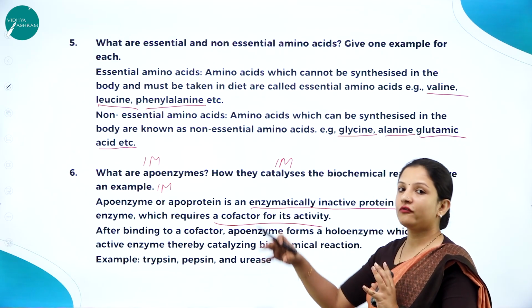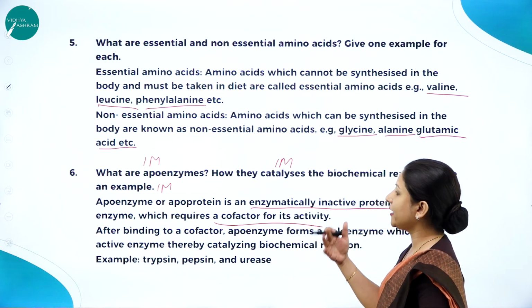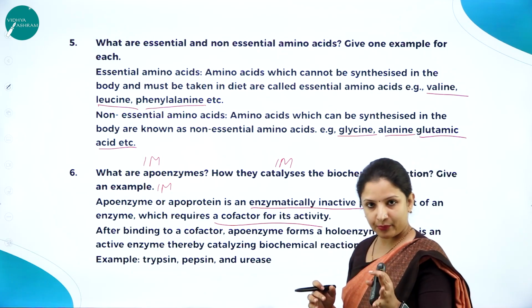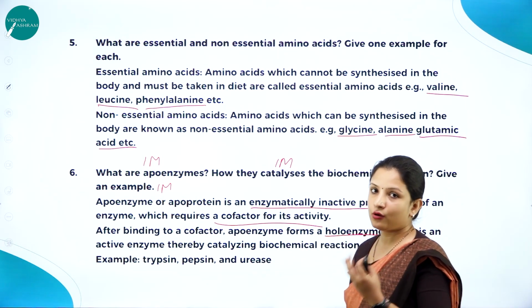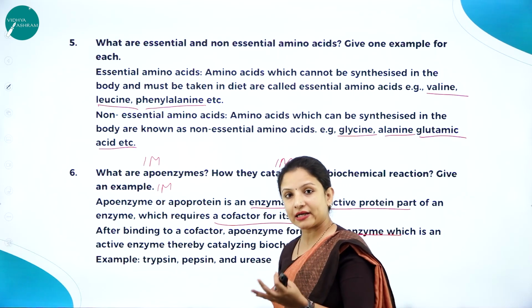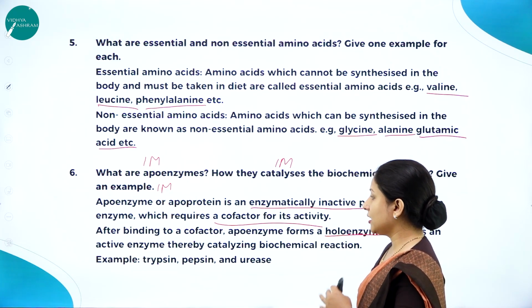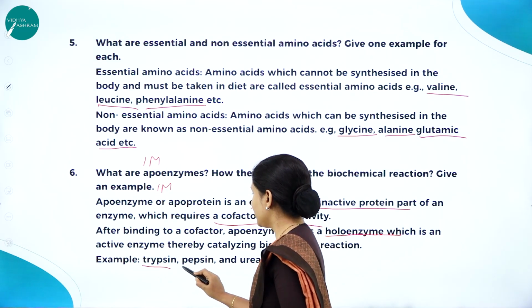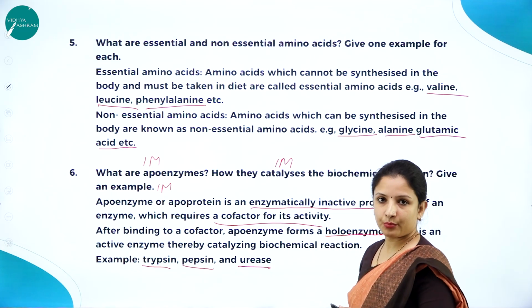Then what happens? Cofactor will go and bind to it, making it active. So after binding to a cofactor, apoenzyme will become a holoenzyme, and this holoenzyme is nothing but an active enzyme which will catalyze the biochemical reaction. Example, trypsin, pepsin, urease. So any one if you give is enough. So this is about apoenzymes.